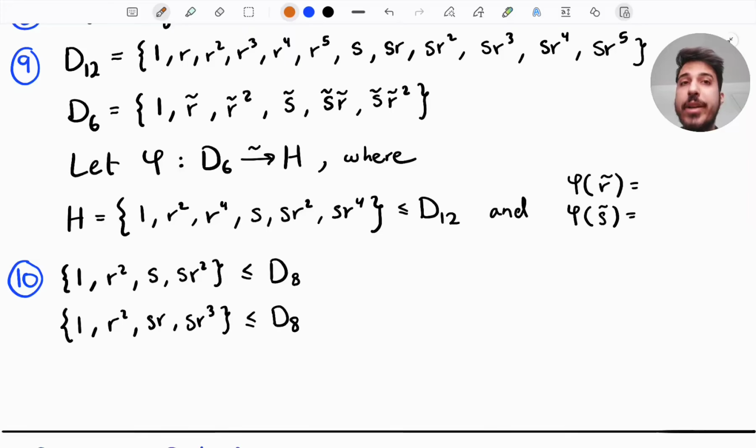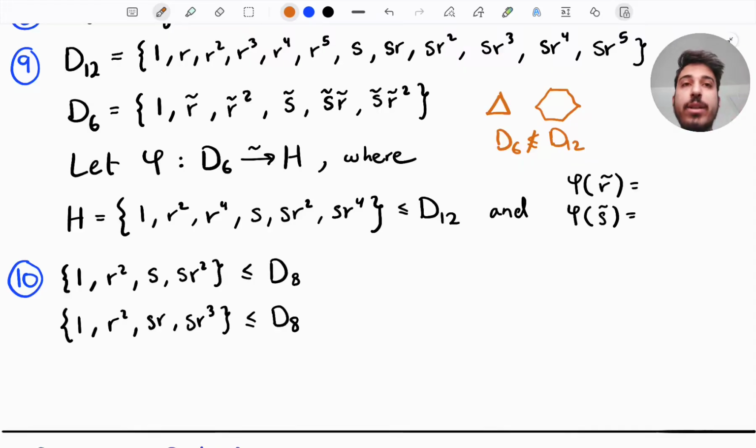For example 9, we have D6 and D12. So D6 concerns the triangle and D12 concerns the hexagon. We can use a similar argument as before to say that D6 is not a subgroup of D12. We can do that and move on to the next example.